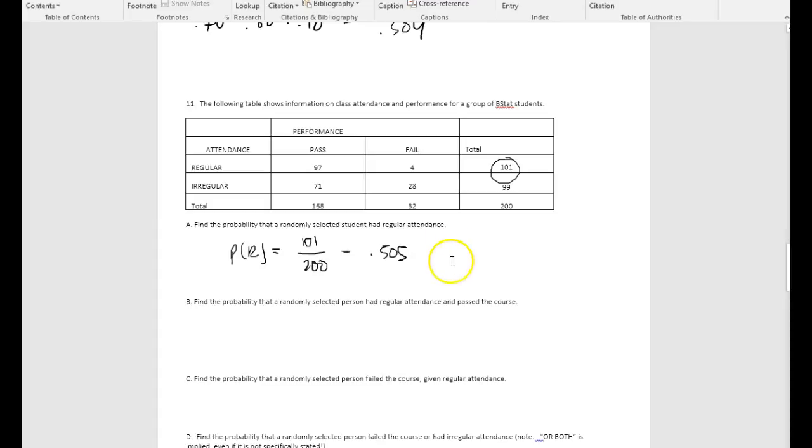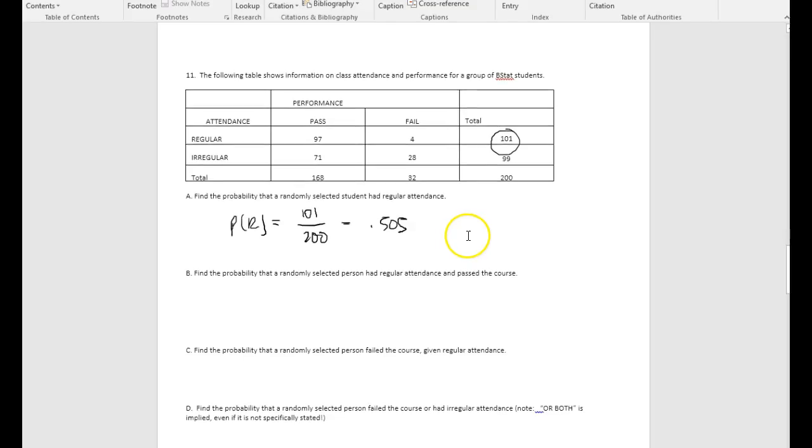Find the probability that a randomly selected person had regular attendance and passed the course. So the probability of regular attendance and passed. Regular and passed, we find that that's going to be 97.